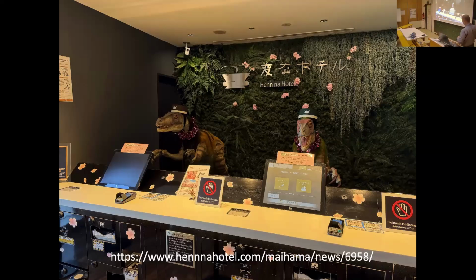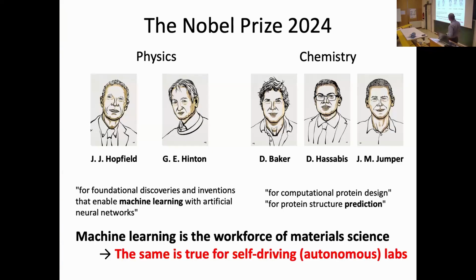So robots are expanding, and of course these directions, including AI, are really becoming the workforce for science. Two years ago, the Nobel Prizes in physics and chemistry were both related to machine learning. Nowadays we have to think that machine learning is really driving our science.